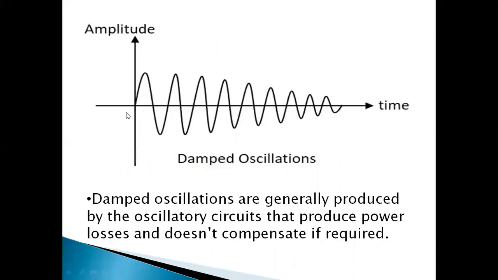So here we have the figure. This figure represents the damped oscillations. If you observe the figure, as the time increases, as we move along the x-axis, the amplitude of the oscillations decreases. If you compare the amplitude at this position and this position, the amplitude is high at this position and low at this position. That means as the time increases, the amplitude of the output decreases. These types of oscillations are known as damped oscillations.